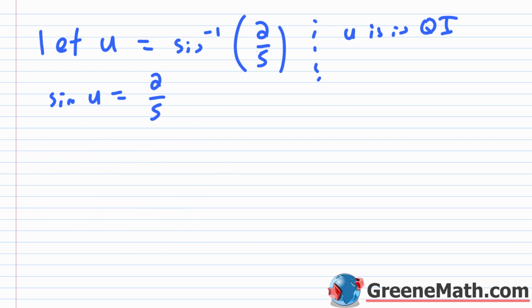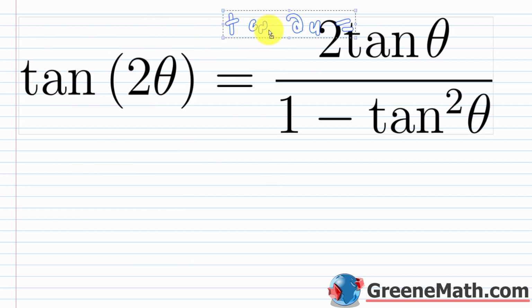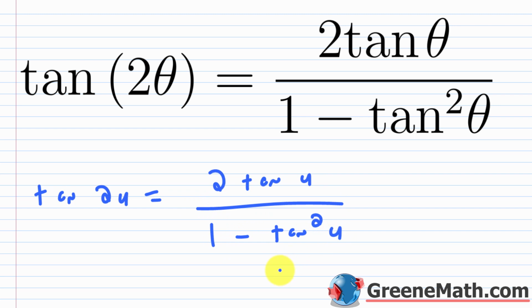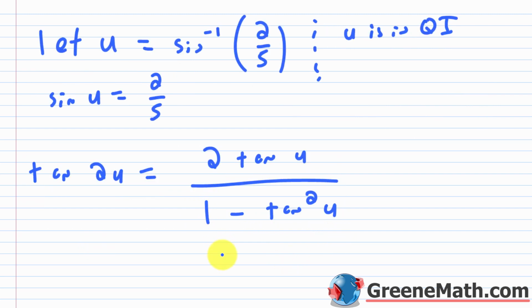Let me actually grab this and come up here. I have the formula already written out. So the tangent of 2 theta equals 2 tangent of theta over 1 minus tangent squared theta. Okay, so the tangent of 2u is equal to 2 tangent of u over 1 minus tangent squared u. So the first thing is you need to find the tangent of u. How do we do that?